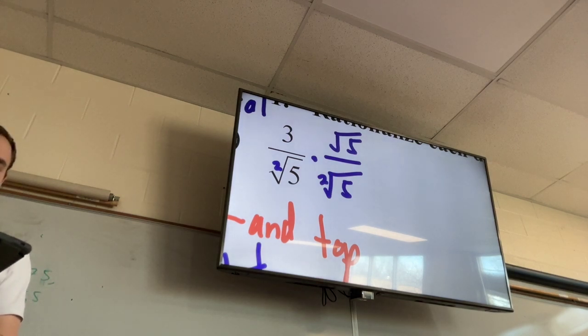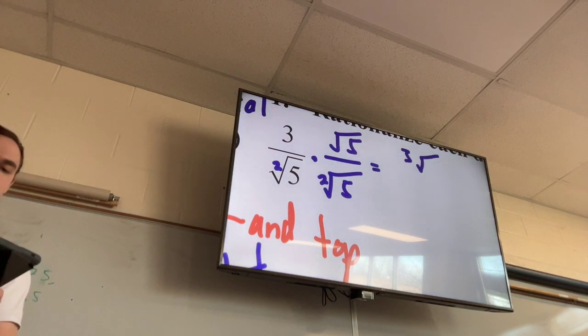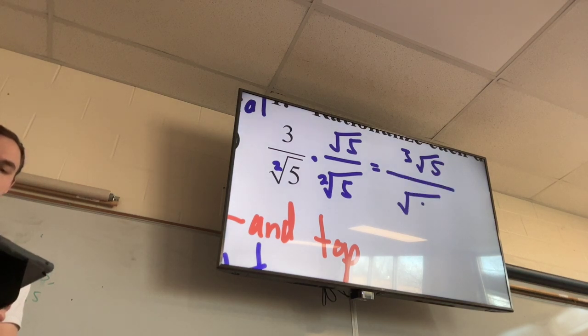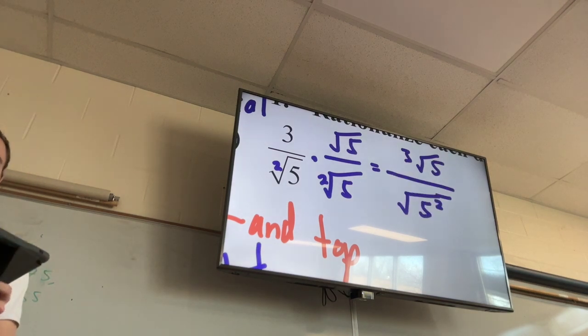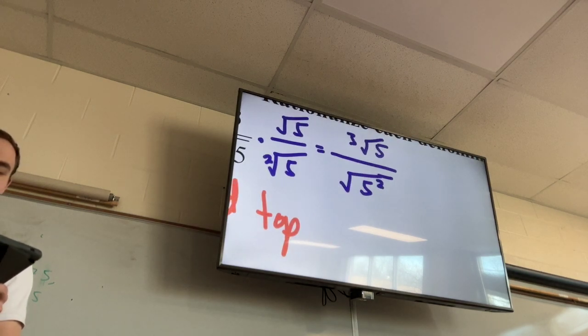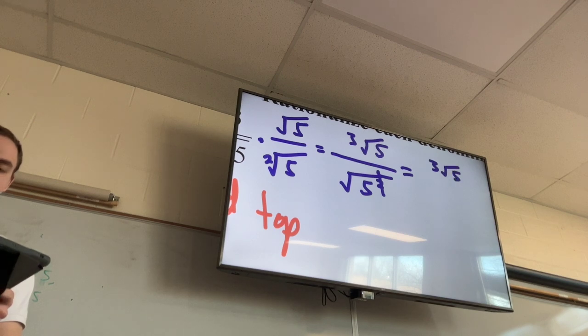So we multiply this across, we get 3 root 5 on top. On the bottom, what do you think is going to happen? We're going to have a root 5 squared, right? What's root 5 squared? Just 5. That cancels, so 3 root 5 over 5.